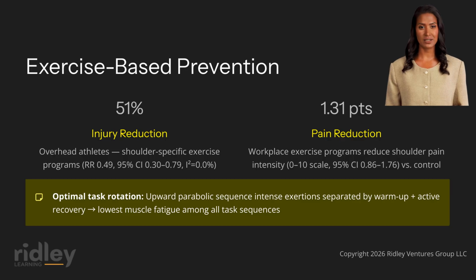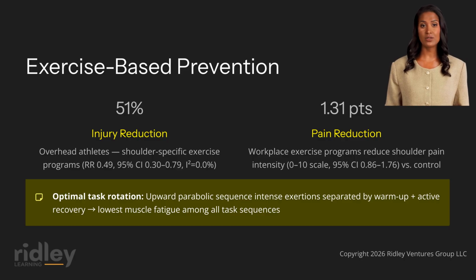conditioning exercises. Workplace-based exercise programs show particular promise, with a systematic review and meta-analysis finding low-grade evidence that such programs reduce shoulder pain intensity by 1.31 points on a 0 to 10 scale, a finding that was reliably supported across the available evidence and consistent across studies compared with control interventions.